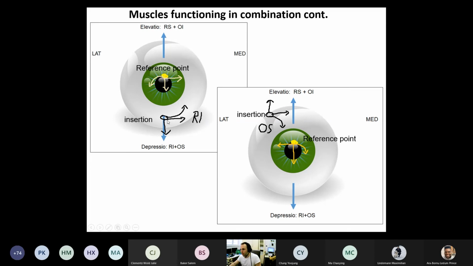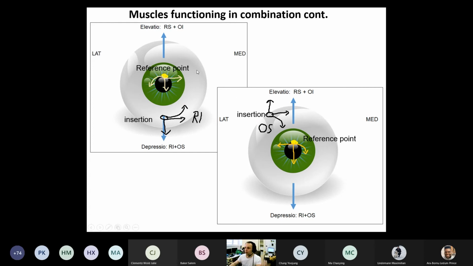So if the rectus superior, rectus inferior, and medial rectus are working together, then you have three muscles which do the adduction movements. Elevation of the superior rectus will be cancelled by depression of the inferior rectus, and medial rotation of the superior will be cancelled by lateral rotation of the inferior rectus. So again, this combination is also functioning for the horizontal directions as well.